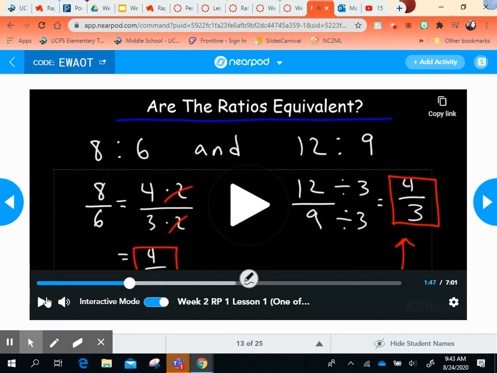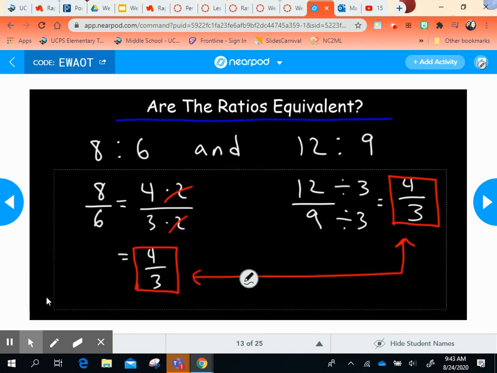Okay, so we're going to stop right there. So notice the main thing about this video is making sure that we notice that just because the ratio doesn't look the same initially, once you simplify it in order to figure out if they're equivalent, they both turn into the same thing. So 4/3, or it could have been 2/1. It doesn't matter what the fraction is as long as they're the same. That means that they're equivalent. Now there's a second way to figure out if they're equivalent, and you might prefer this one to the first method.